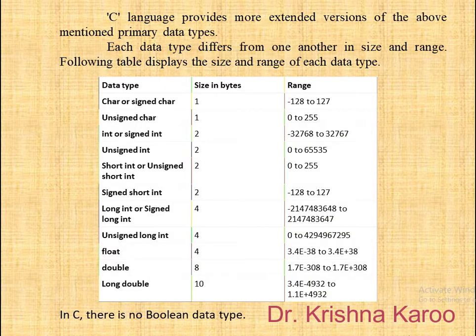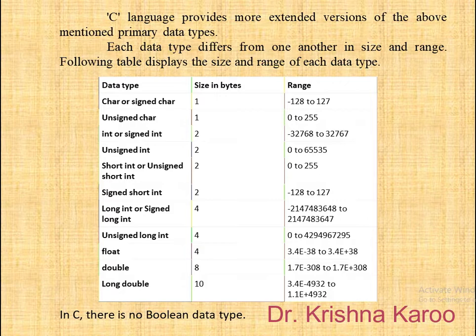So C provides more extended versions of the above mentioned primary data types. We will see how each data type differs from one another in size and range. Following is the table to display the size and range of each data type. So these are the data types: char or unsigned char, signed char, int, signed int, unsigned int. These are the various data types, and this is the size and range of each particular data type.